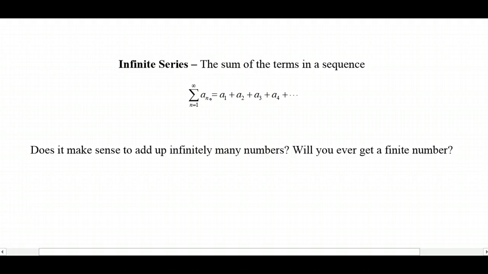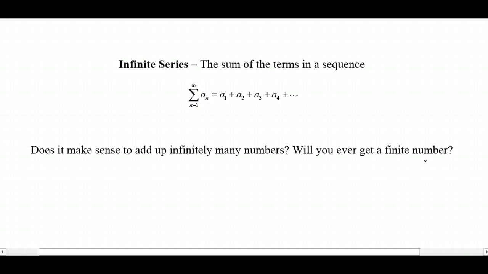Last time we talked about a finite sequence, and it definitely makes sense to add up a finite number of numbers. But does it make sense to add up infinitely many numbers? Will you ever get a finite number? So is it possible to add infinitely many numbers and get a finite result? Does that make sense? Is that going to be true?